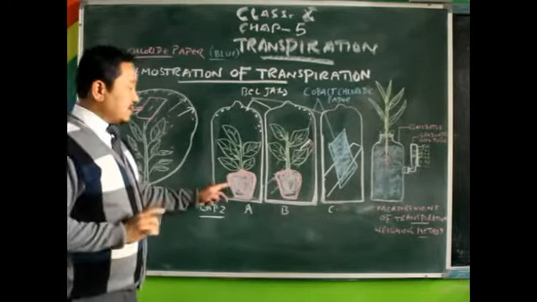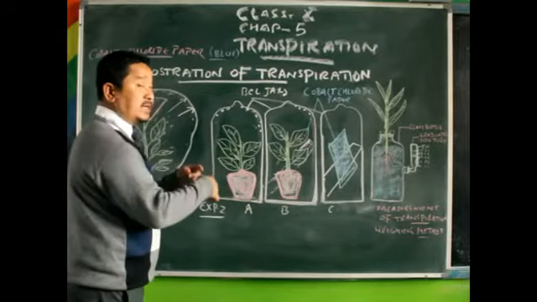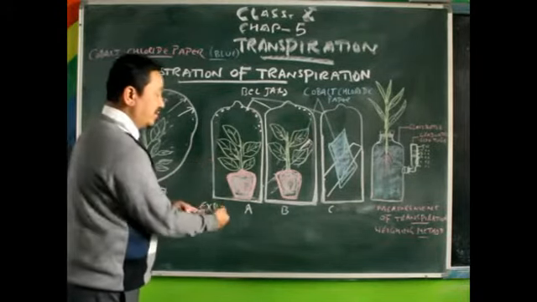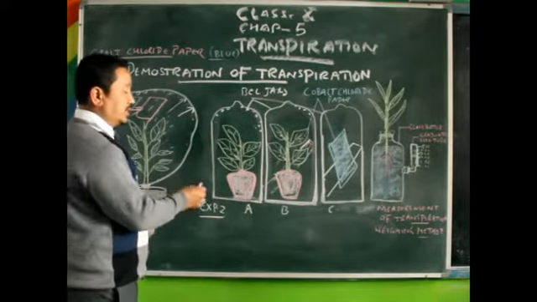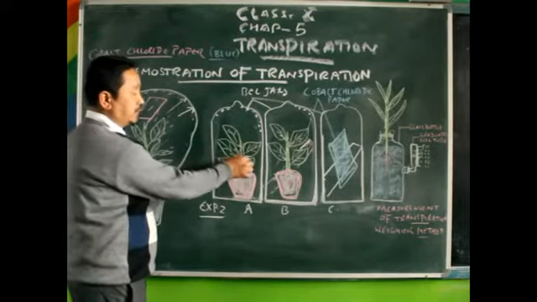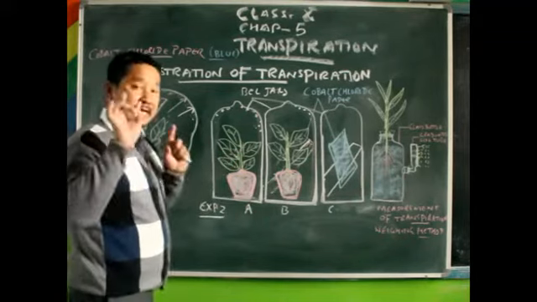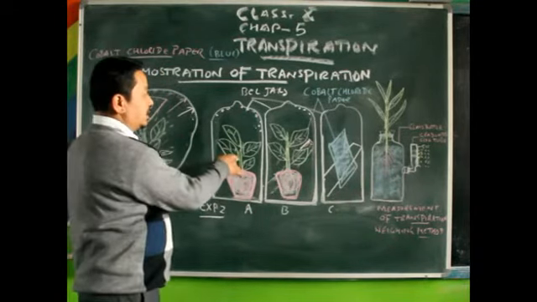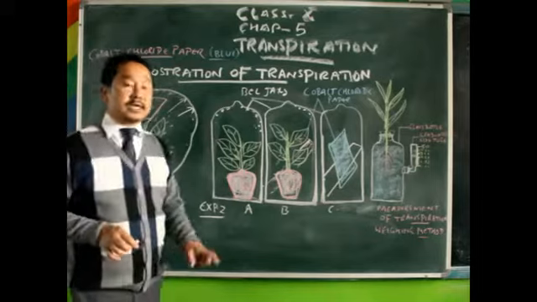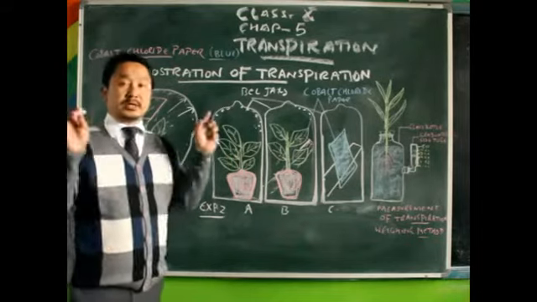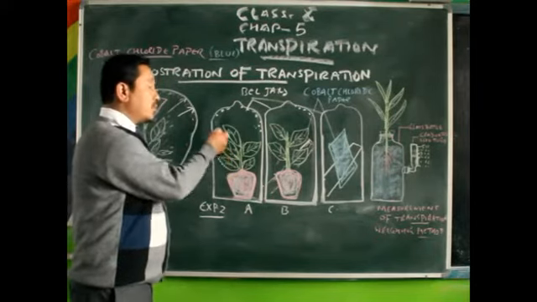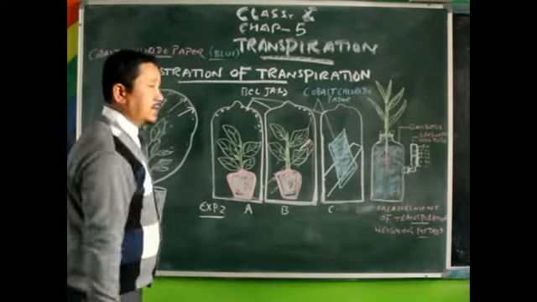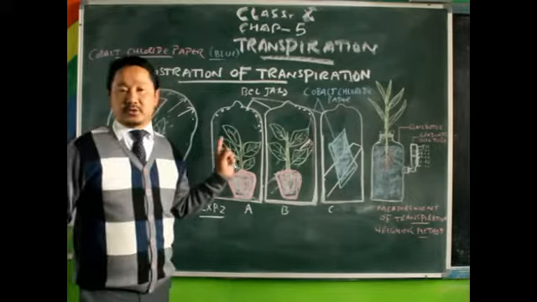And only 2 potted plants in setup A. Let me go one by one first. In setup A, what you see is a well-watered plant, preferably a plant with broad leaves. The leaves are all broad enough, not narrow. Why broad? The broader the surface of the leaves, the more the transpiration will be.